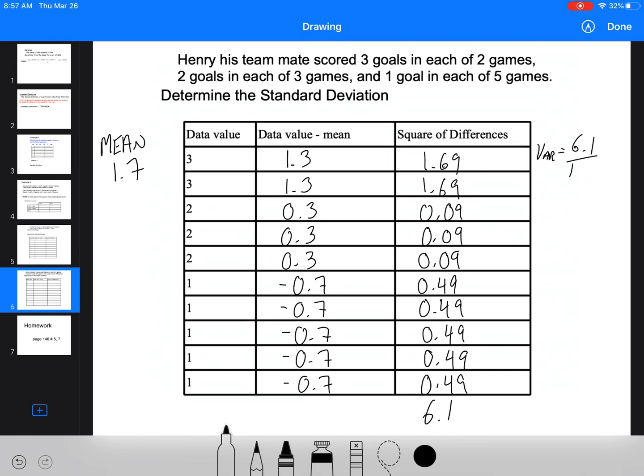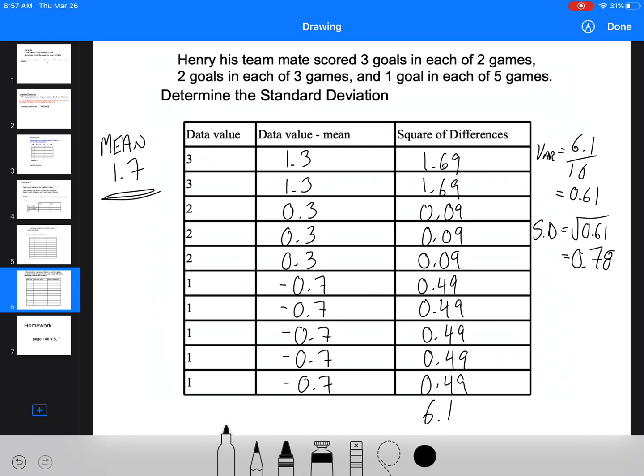Now our variance is 6.1 divided by 10, which is 0.61. And our standard deviation is the square root of that, which is 0.78.